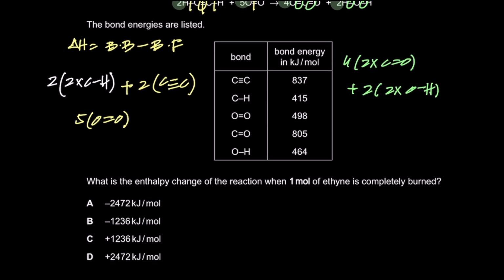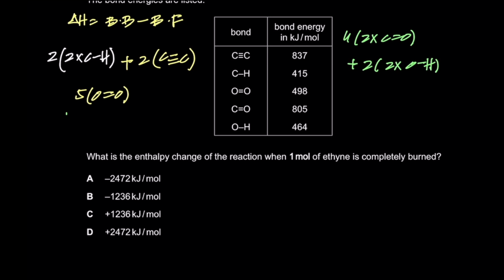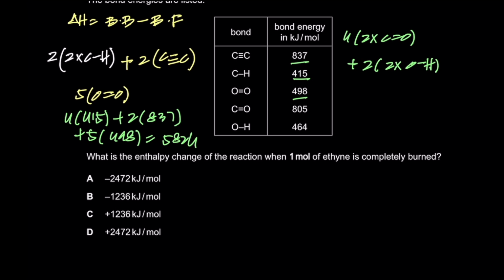Plug in the values, everybody. I can say 2 times 2 is 4, right? So 4 times C-H bonds. Can I do that? I'm solving it with you guys for the first time as well. The C-H bond is 415. So 4 times 415 plus 2 times C triple bonded to C, that's 837, plus 5 times O double bonded to O, that's 498. Done, sir? Can we calculate it? It gives me 5824. Done?